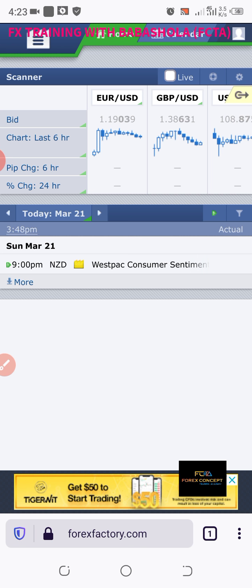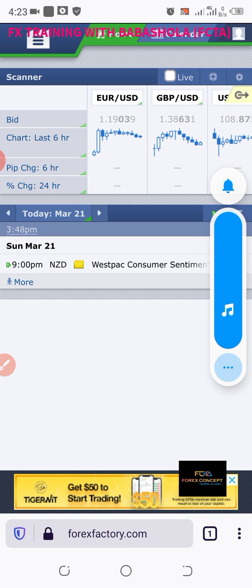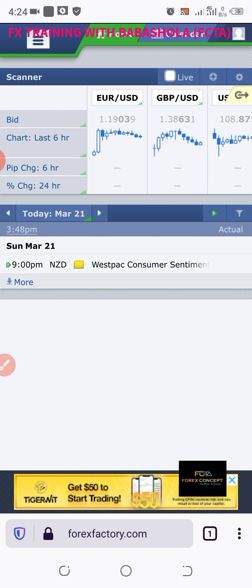Today is the 21st, and the market opens on the 22nd. That's tomorrow, or actually the market opens by our time here today by 11 p.m. That's Sydney time. So we are going to be looking at the fundamental background to the currency pairs we are going to be trading for this week.